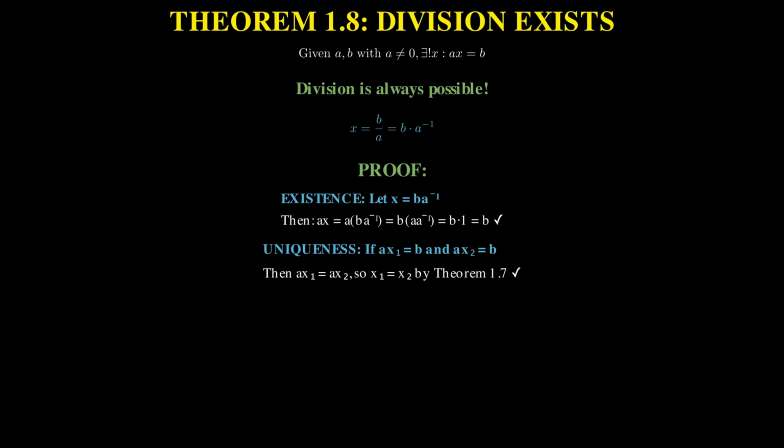Theorem 1.9. b divided by a equals b times a inverse when a is not equal to 0. This theorem follows directly from theorem 1.8.